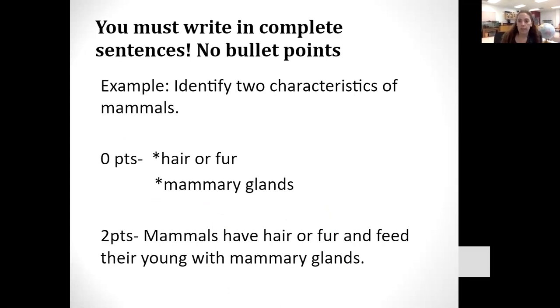Make sure you're writing a complete sentence, not bullet points. You might see in class when we start looking at rubrics and grading each other's and peer reviewing, the rubrics have bullet points. You must write in a complete sentence. So here's an example of a question: identify 2 characteristics of mammals. 0 points for this person who had the content but wrote in bullet points. Needs to be in a complete sentence.